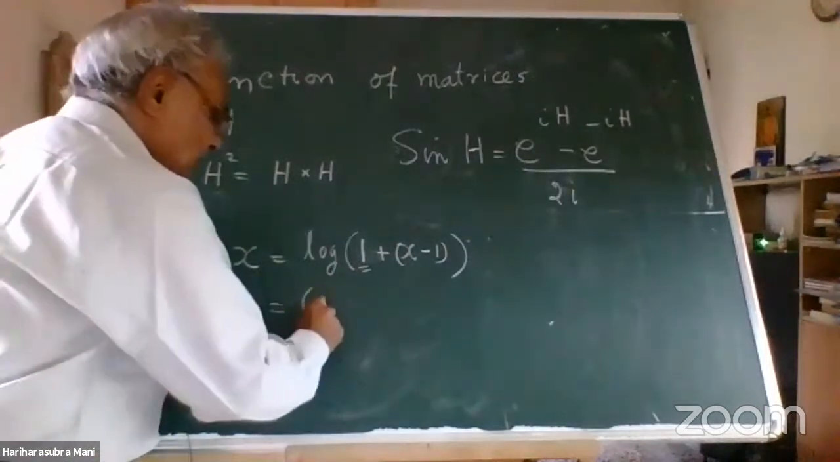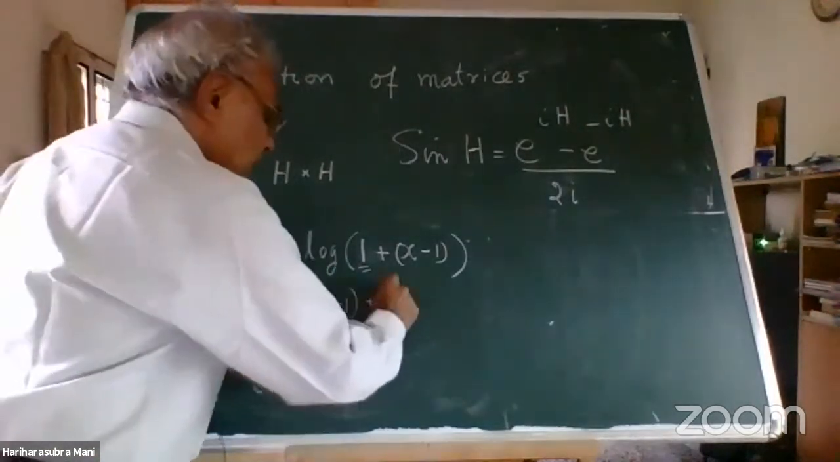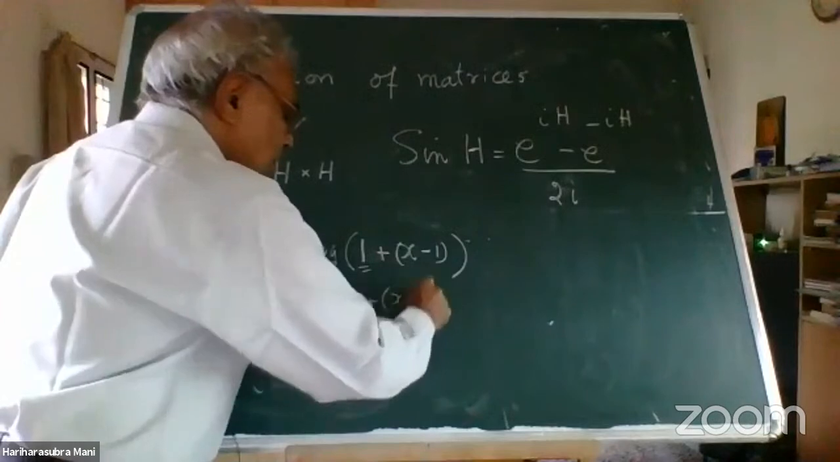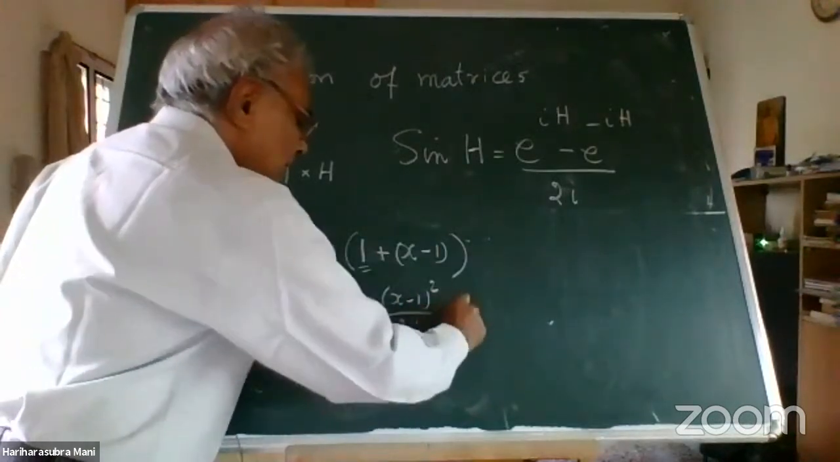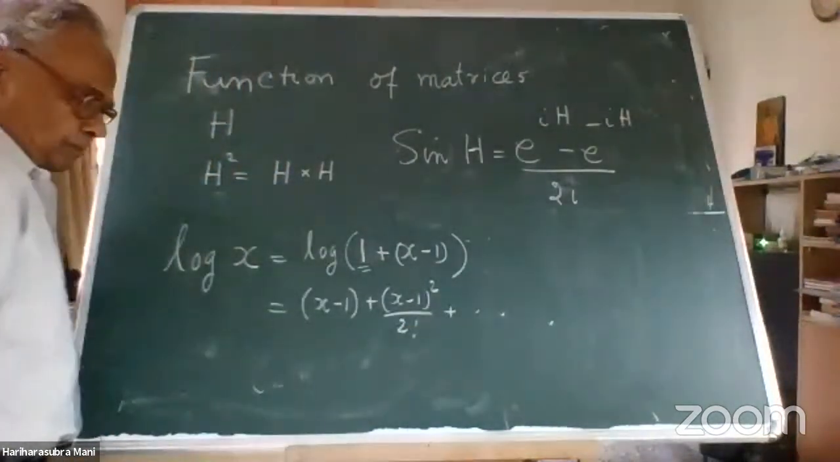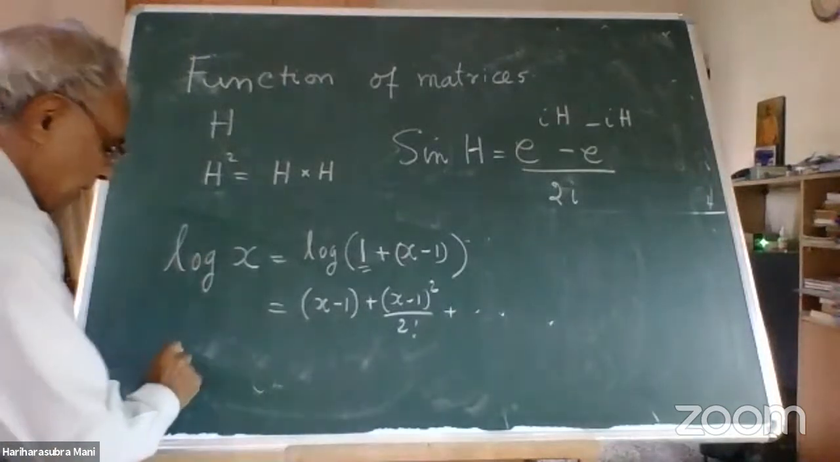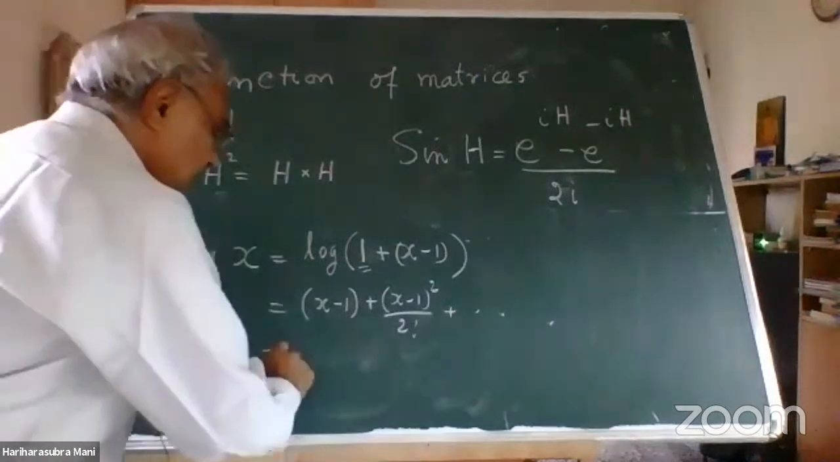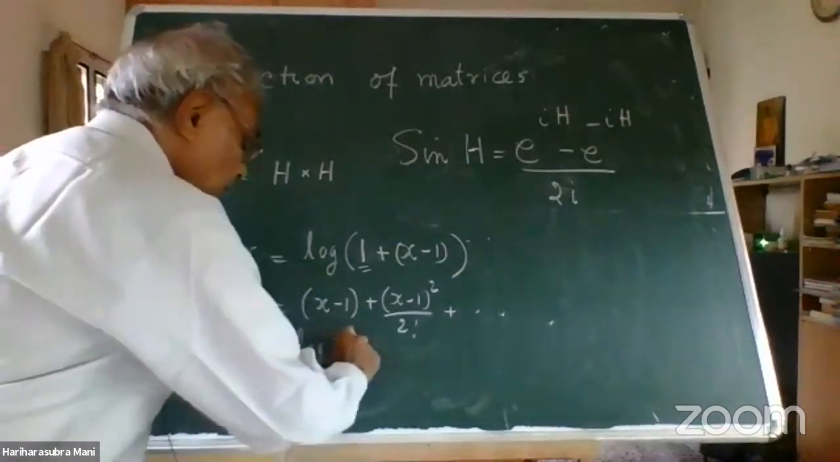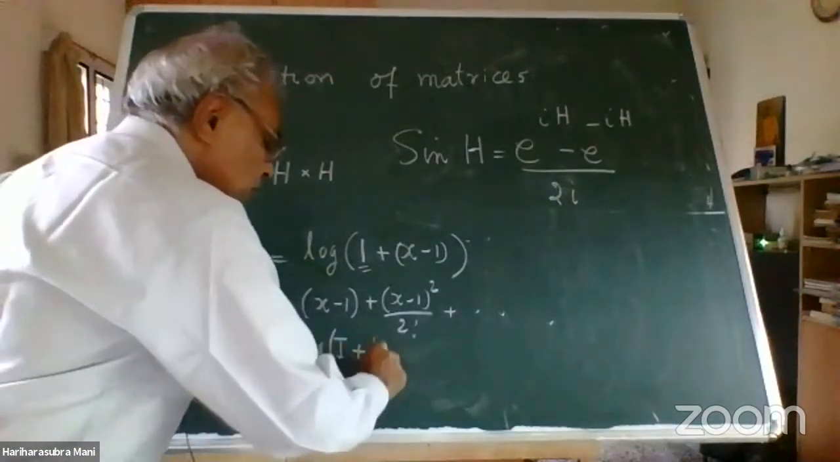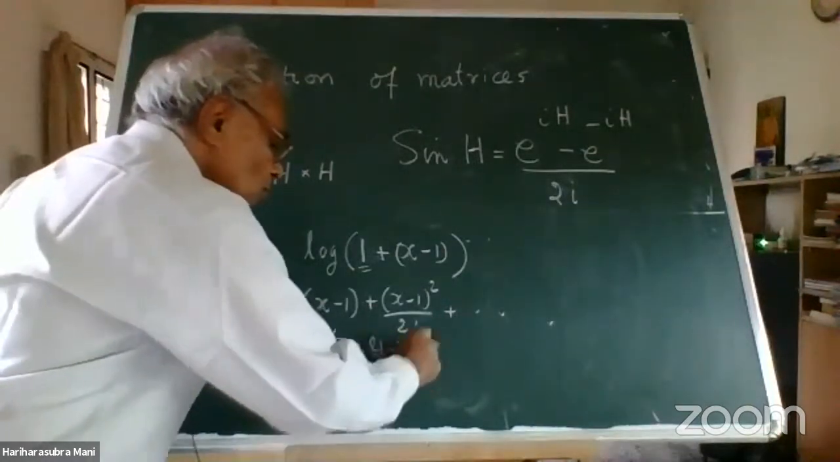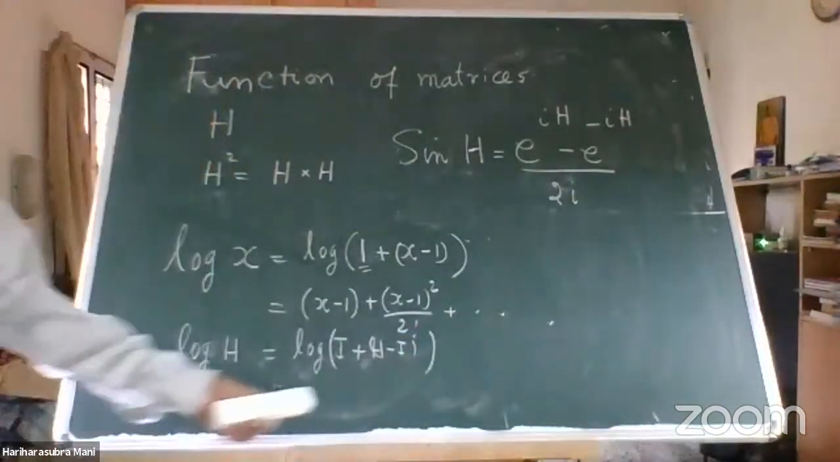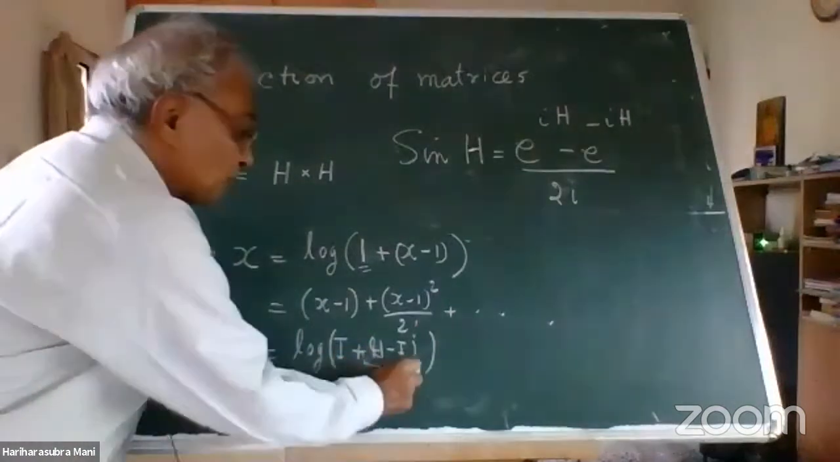So I can write this as (x minus 1) minus (x minus 1) squared by 2, etc. I do the same thing here. If I have log H, I write this as log I plus (H minus I), and then I proceed to expand it about H minus I. Use this.